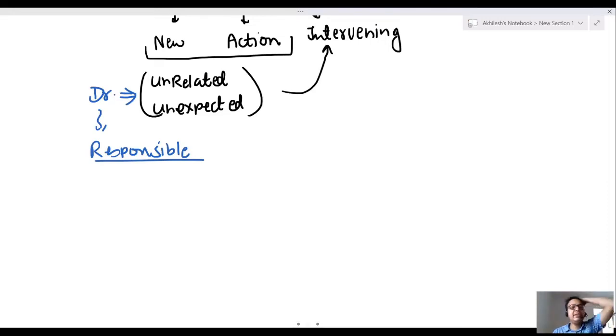Like a doctor giving some drug leading to death, or a doctor giving some electrolyte leading to heart failure. So if a doctor is responsible or involved in an unrelated or unexpected action intervening the case, the doctor will be responsible. This is novus actus interveniens. Okay, done.